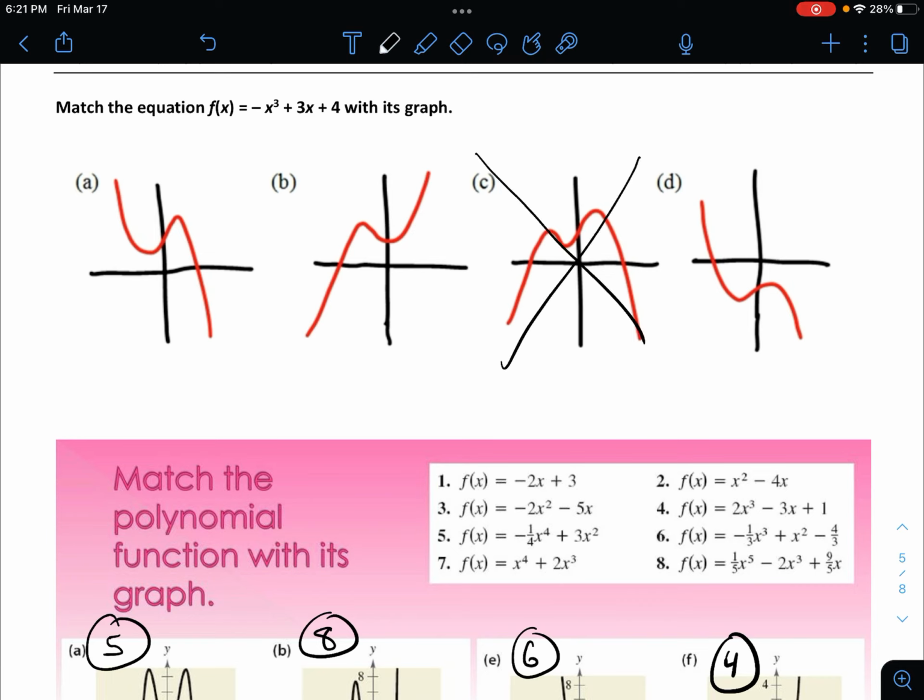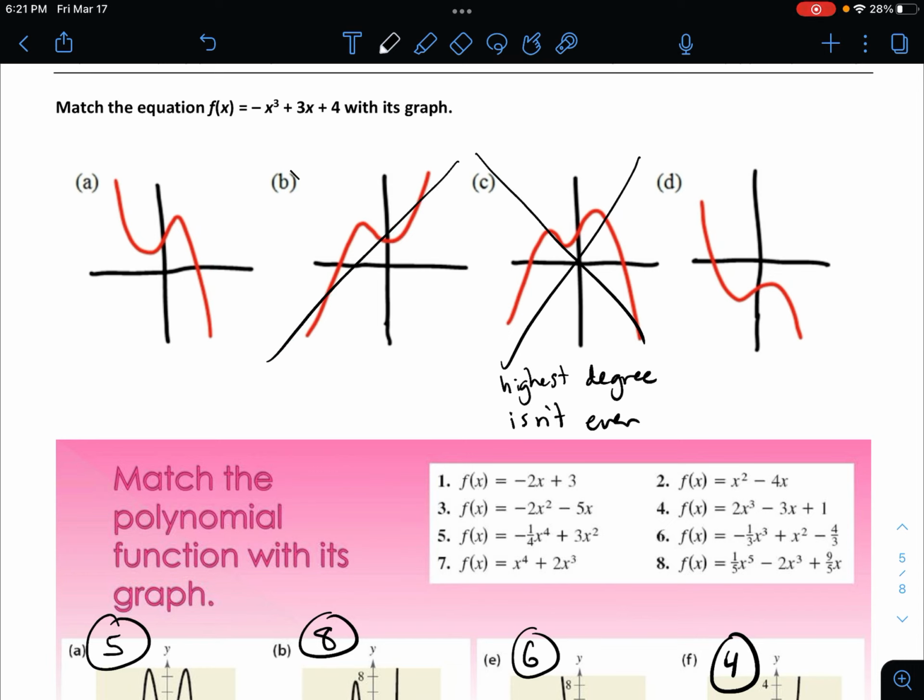C would be a graph of an even highest degree. So because the highest degree isn't even, right? My highest degree is a 3 here. If it was a 4 or a 6 or an 8, it could be this graph, but it's not. All right, so we can immediately rule out graph C.